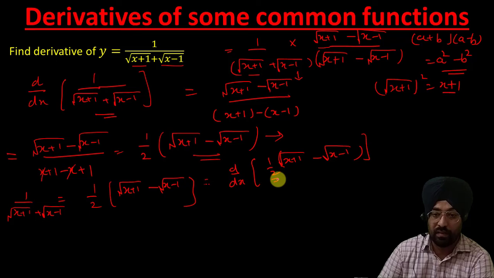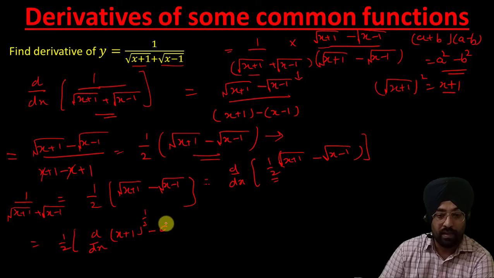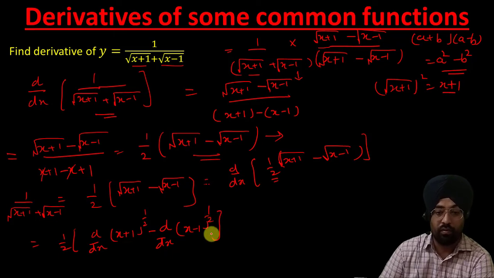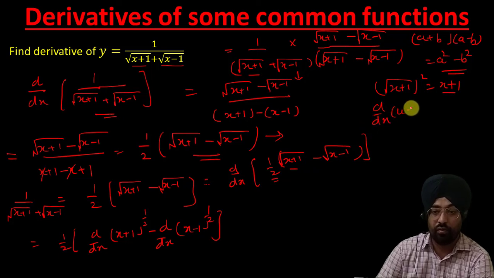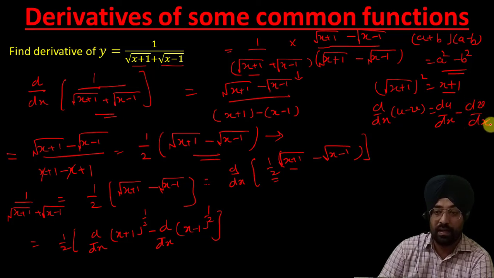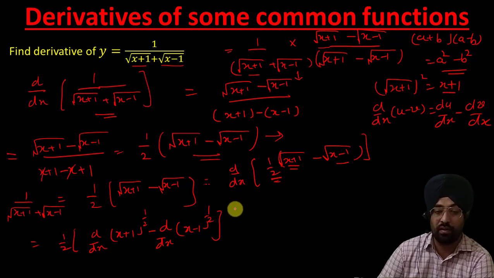So half is a constant, it comes out of the differentiation. So it is half. Now it is u minus v: d by dx of (x plus 1) to the power 1 by 2 minus d by dx of (x minus 1) to the power 1 by 2. This can be written like this because the same rule applies here: d by dx of u minus v is du by dx minus dv by dx. So it was u, it was v. Half I have taken out of differentiation because it is a constant. So it becomes half. Now do its derivative.